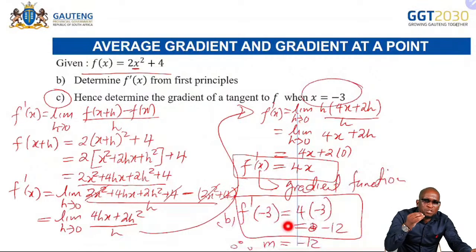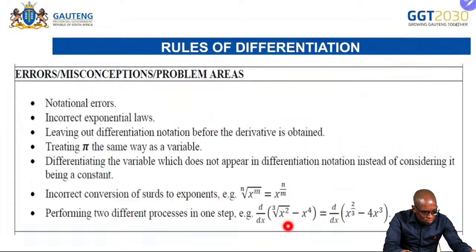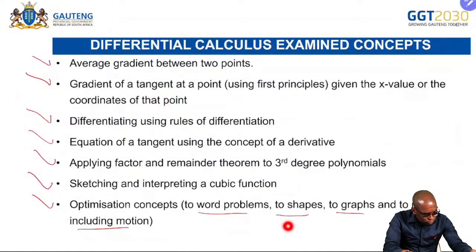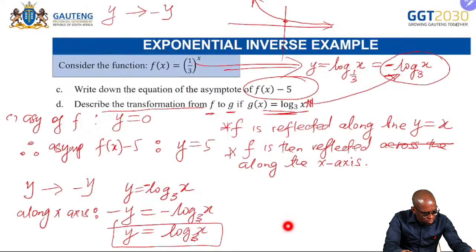So we just substituted minus 3 into the gradient function. Right, I want to take you slightly back. There's somewhere where we made a mistake here. I'll talk to you quickly about that.